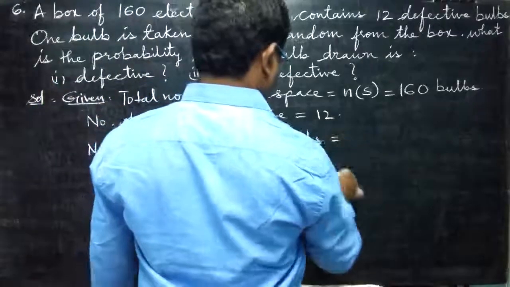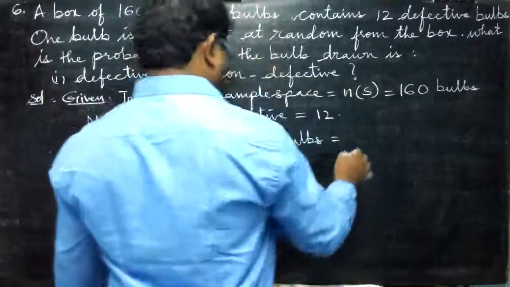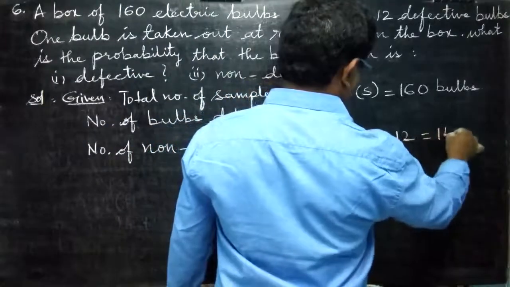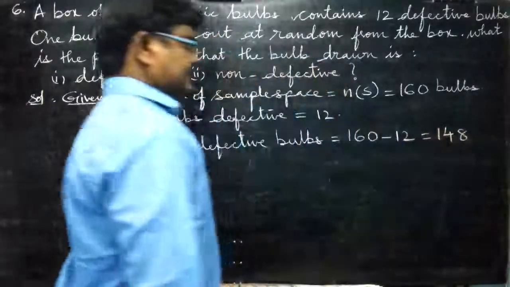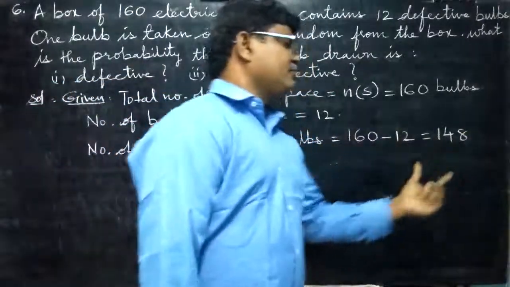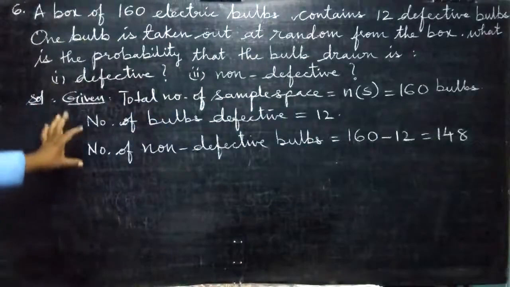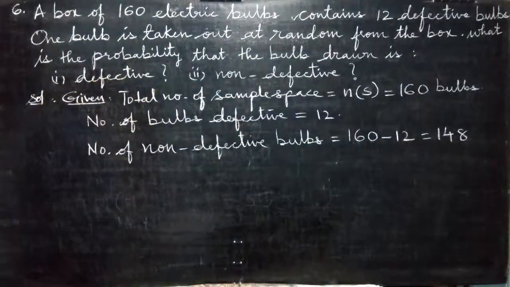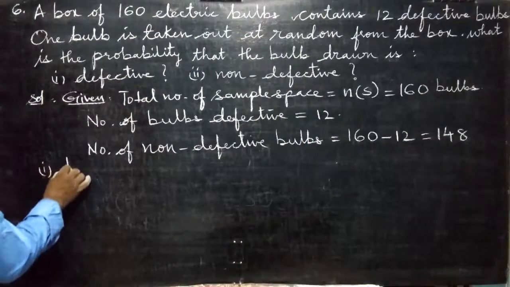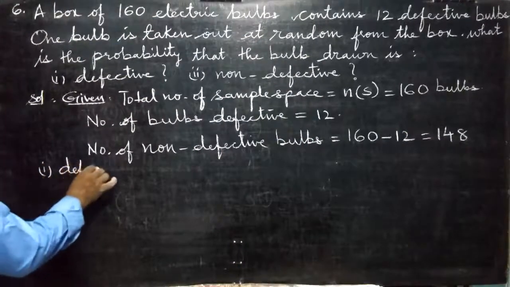Is equal to 160 minus 12, that is 148. So 12 bulbs are not working, 148 bulbs are working. That is the meaning of this one in the total. Now we will come to the first bit. They told defective.